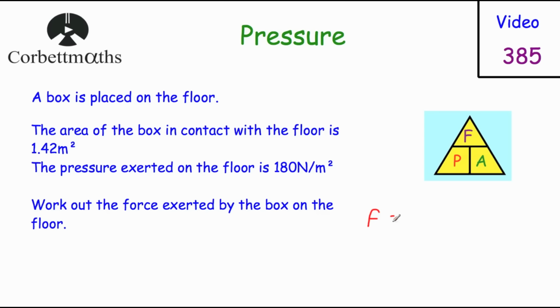So the force is equal to the pressure multiplied by the area. In this question, the pressure is 180 newtons per meter squared and the area is 1.42 meters squared, so multiply by 1.42. And that would tell us that the force would be 255.6 newtons. And that's it.